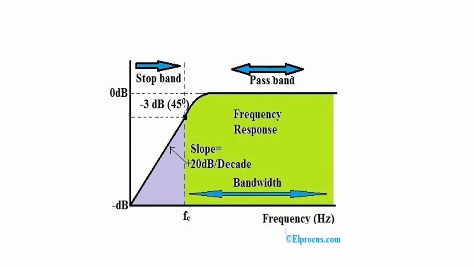Here again you can see the same type of graph shown in a hot color picture. That is the frequency response. The slope, you can see, is plus 20 decibels per decade, and you can also refer to a bandwidth in the pass band. Stop band and pass band are also shown in this figure.